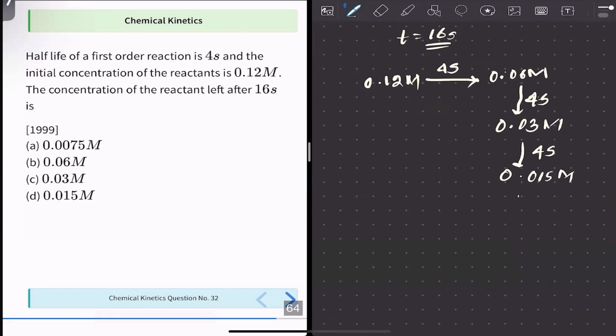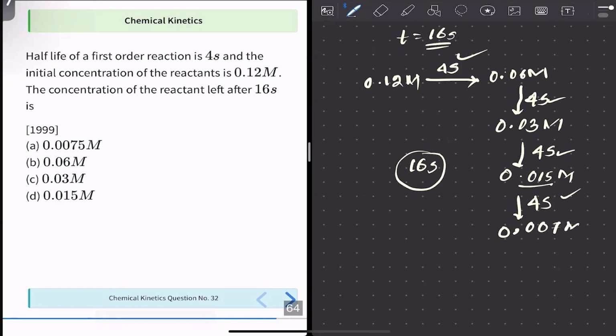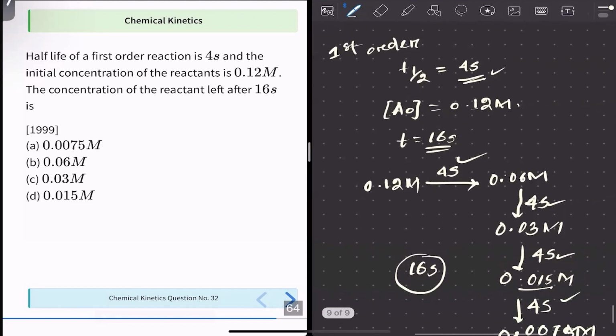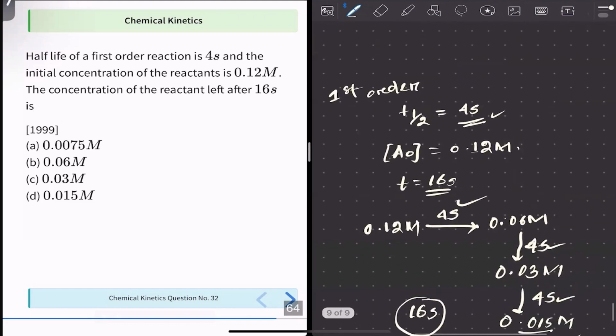And after another 4 seconds, that is 4 seconds, 4 seconds, 4 seconds, and 4 seconds, that is 16 seconds, it would become half of 0.015, that is 0.0075 mole. Whenever the time is given as a multiple of T half, you calculate in this manner.